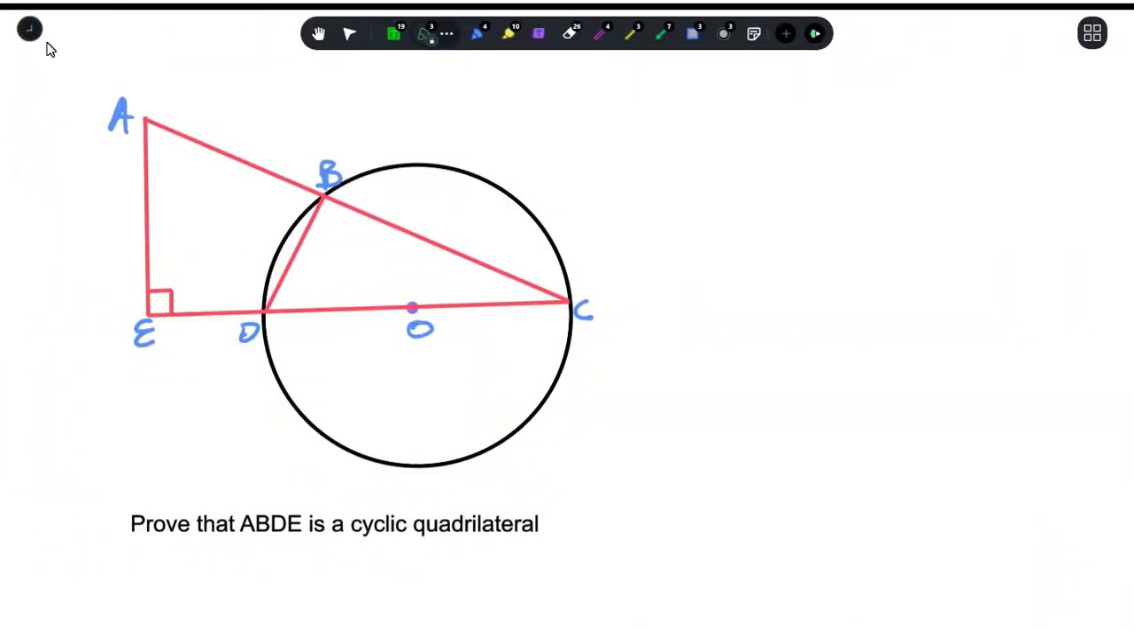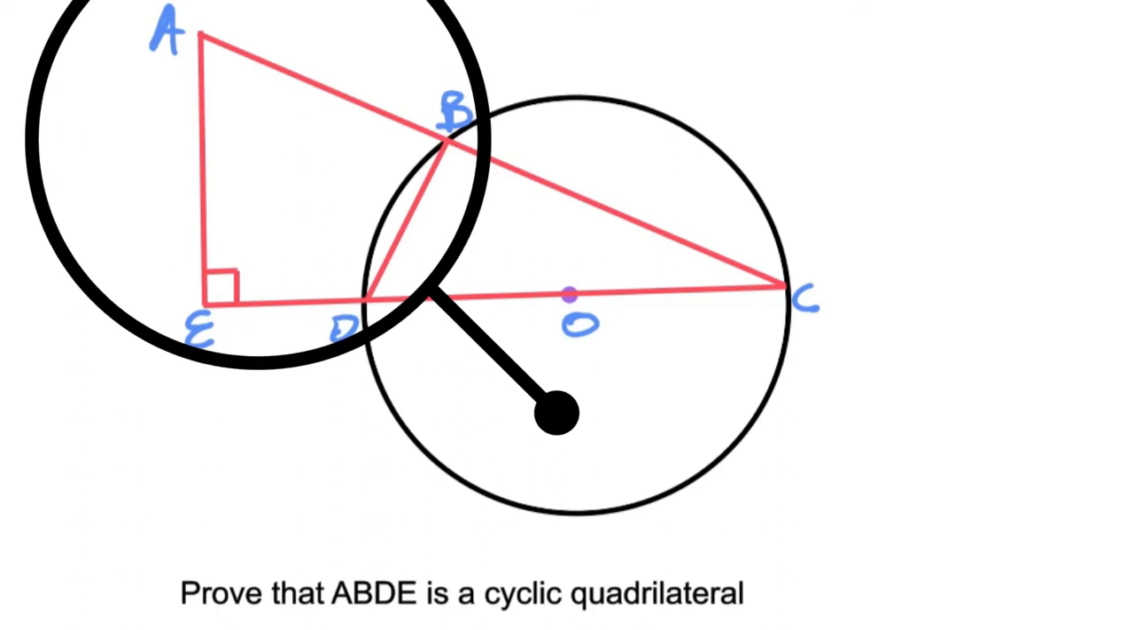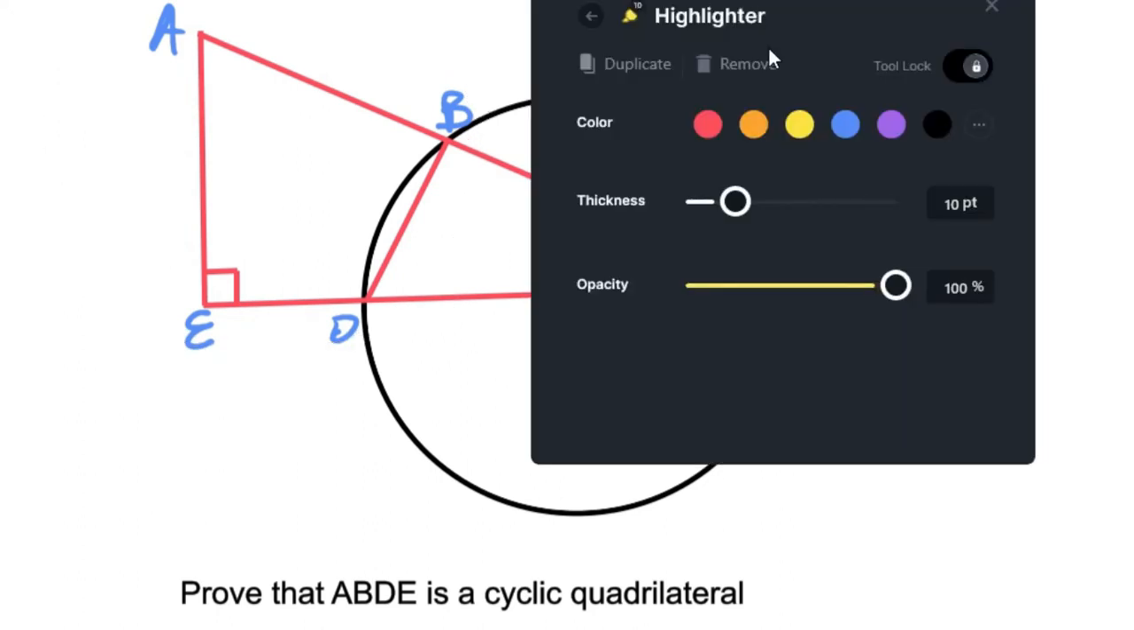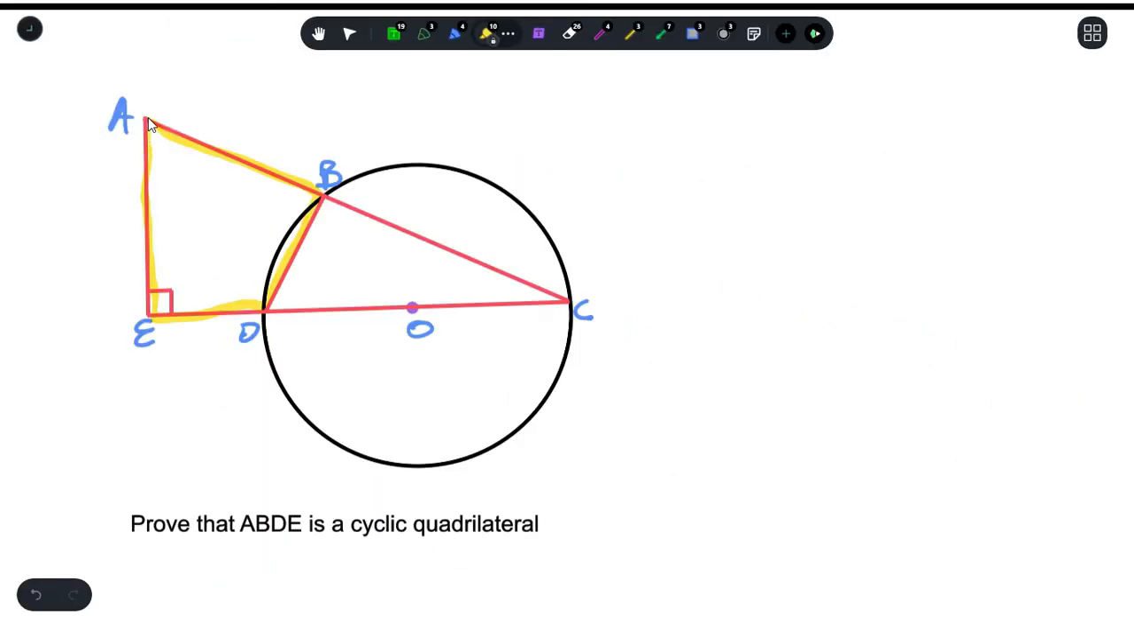Let us do an example to put some of this into perspective. So we have this shape over here. We have O being the center of the circle in this shape. We have angle E is 90 degrees. And we're asked to prove that ABDE is a cyclic quad. So the goal is to prove that ABDE is a cyclic quad.